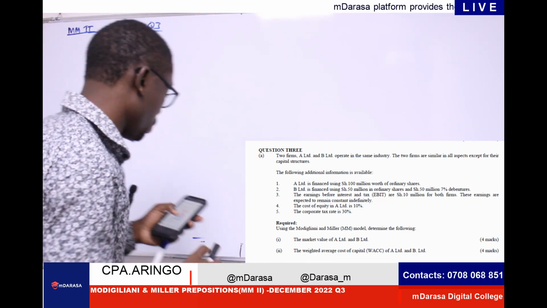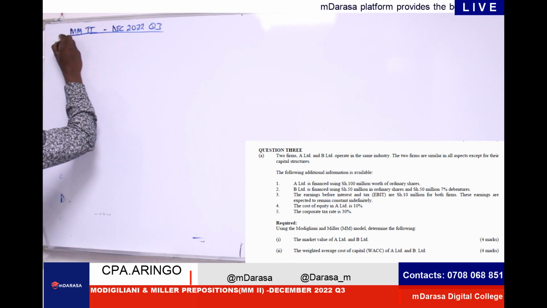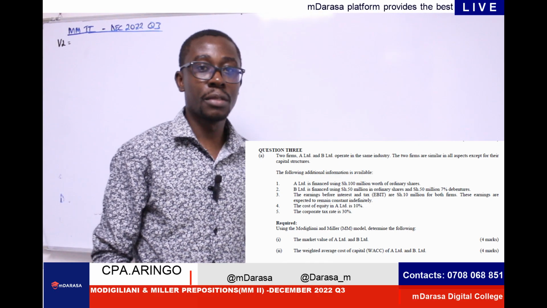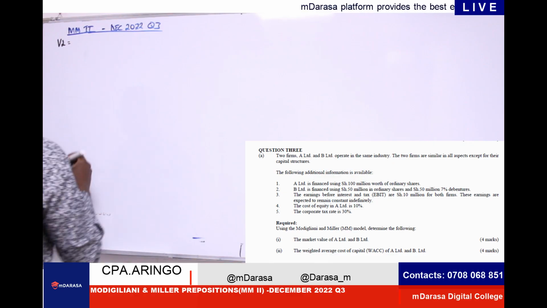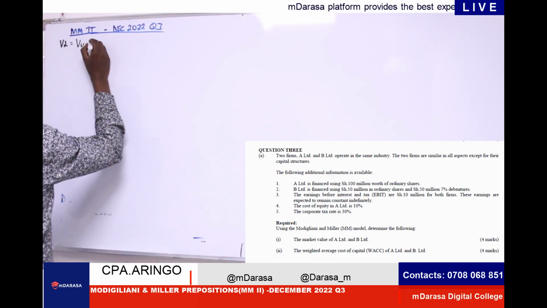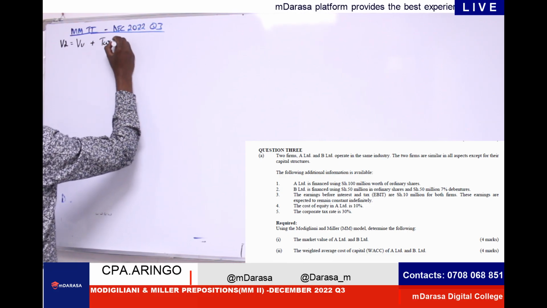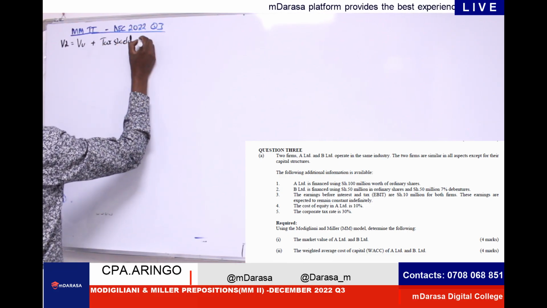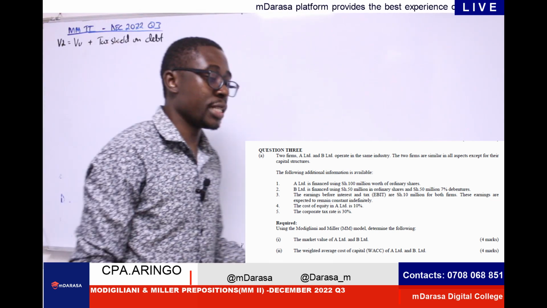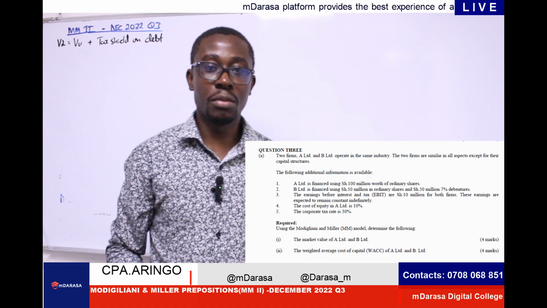So number 1, we must ask ourselves if we still recall how to determine the value of the levered firm. Recall, Mwalimu said we should always start with the value of the unlevered firm. In this case, we have to add the tax shield on debt. Literally, to determine the tax shield on debt, we just take the tax rate times the debt that we have.